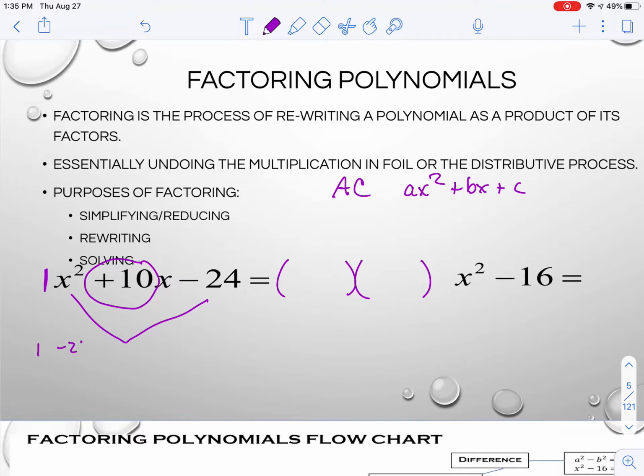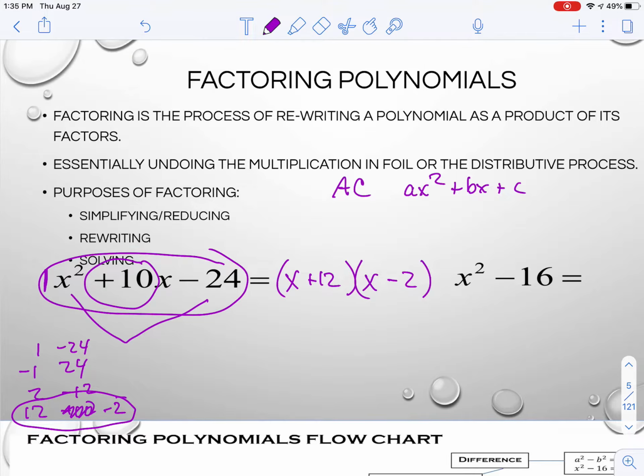So 1 and negative 24, negative 1 and 24. You could do 2 and negative 12, 12 and negative 2. Okay, so actually, not that one. 12 times negative 2 gives you negative 24, but 12 plus negative 2 gives you positive 10. So you put your positive 12 here, your negative 2 there, and then if we were to multiply this back out, it would give us our original sum over here on the left.